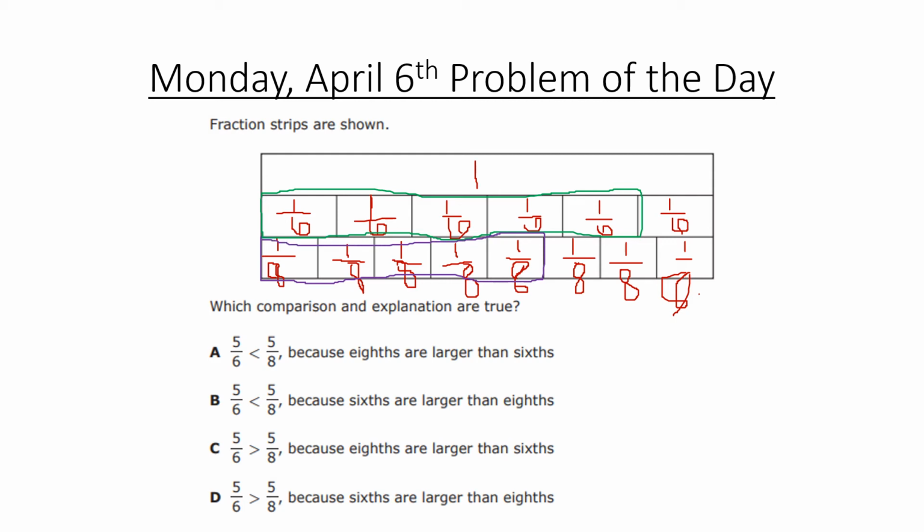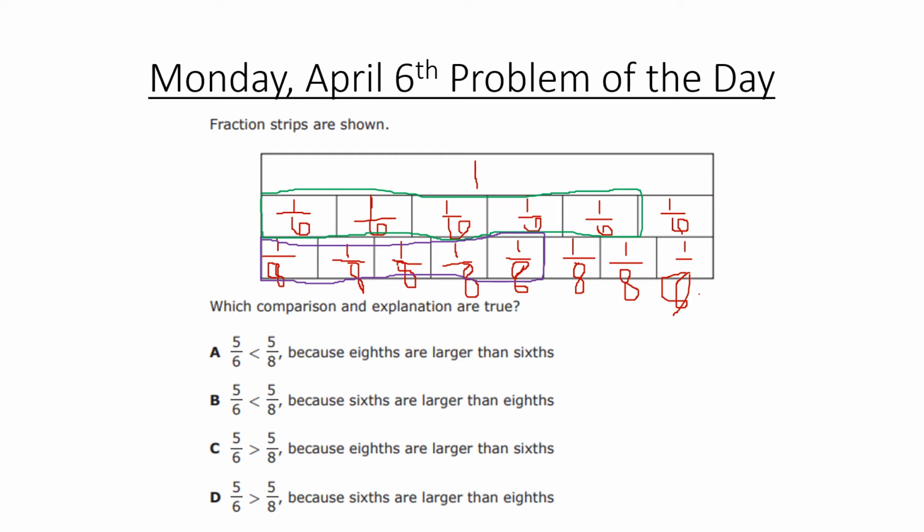Okay, so this is why it's so important to go ahead and fill in your fraction strips, because automatically, just by looking at this picture, I can see that the row of 5 out of 6, which I put a box around, is larger than the boxes around the 8s. Okay, so I am going to be looking at my answer choices now to see which one is true.